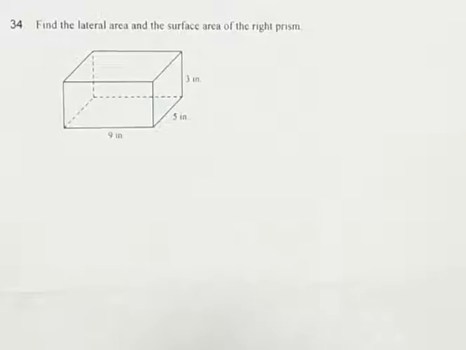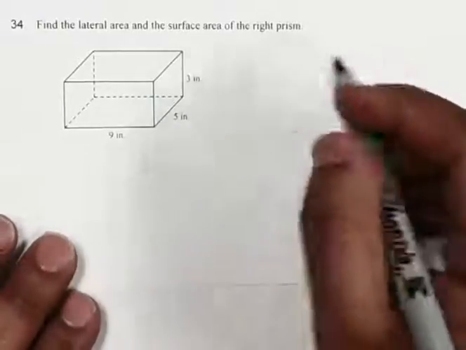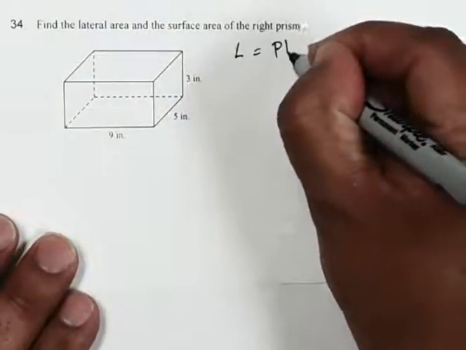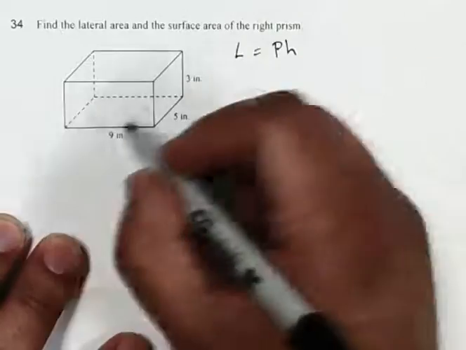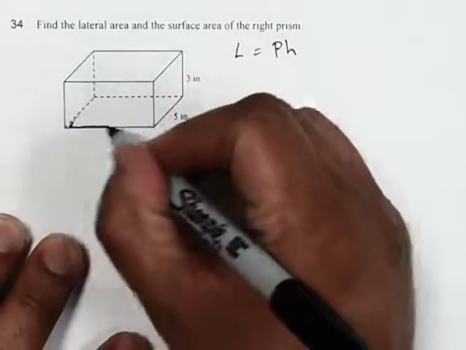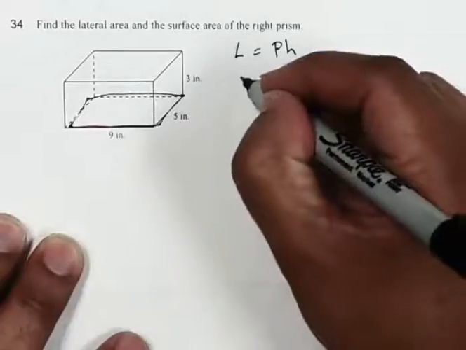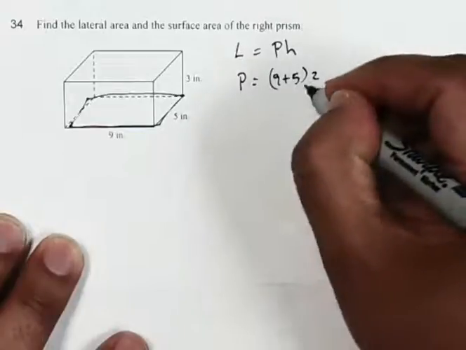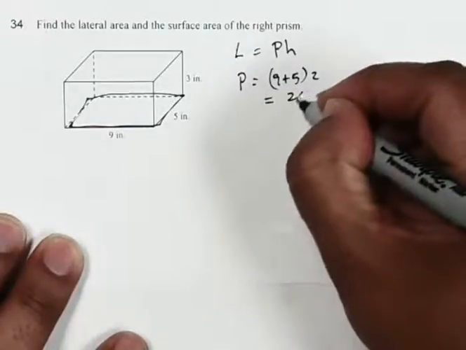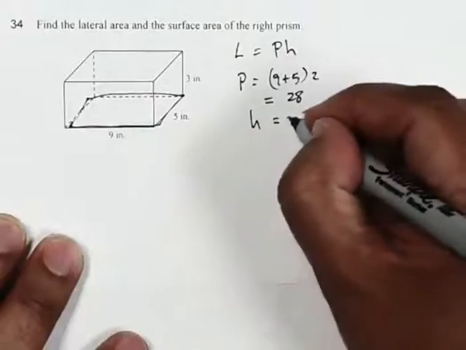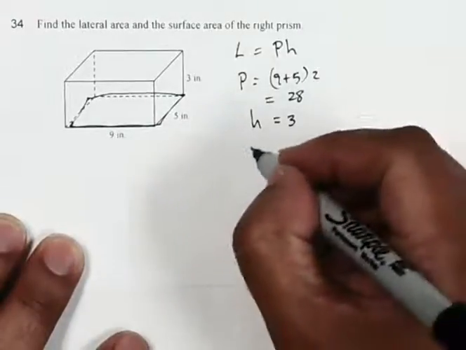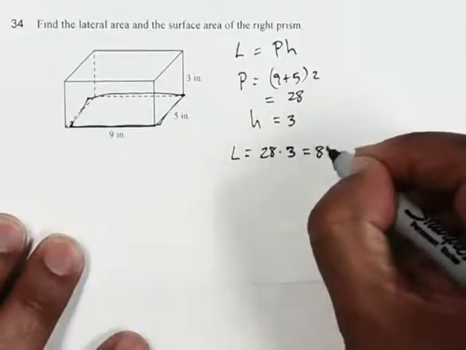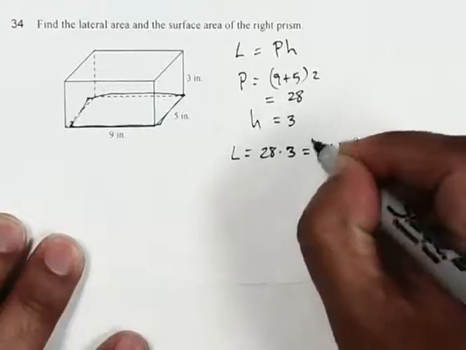All right, number 34 says I want the lateral and the surface area of the right prism. For the lateral surface area, that's going to be P, perimeter of the base, times the height. Okay, and so if I'm using this down here as my base, that's going to give me my perimeter of 9 plus 5 times 2, which is 14. 2 would make 28. The height of the prism then is going to be 3. So I would have 28 times 3 for my lateral surface area, and that is going to be 84 inches squared.